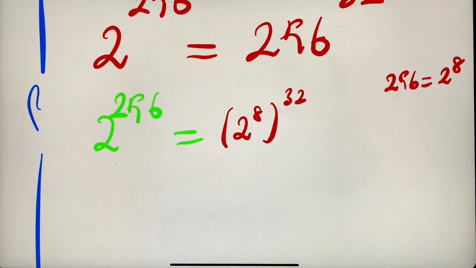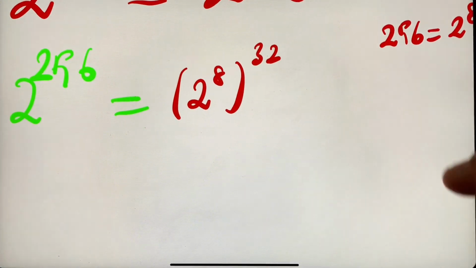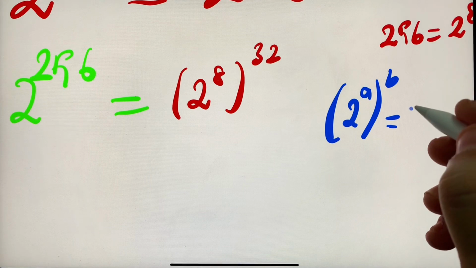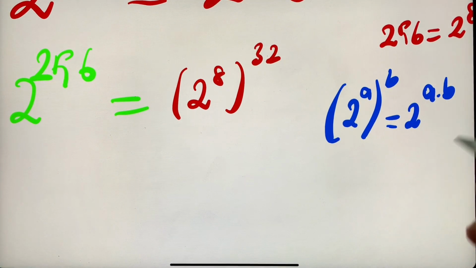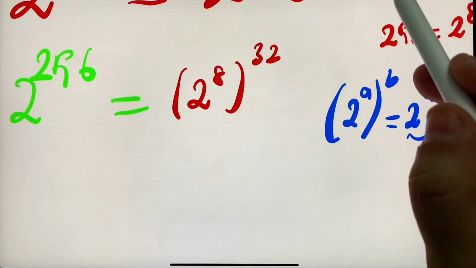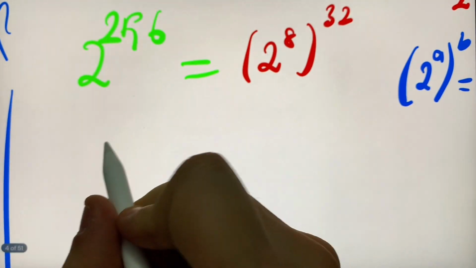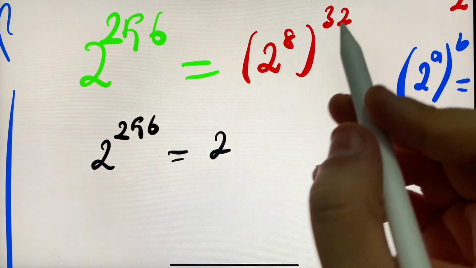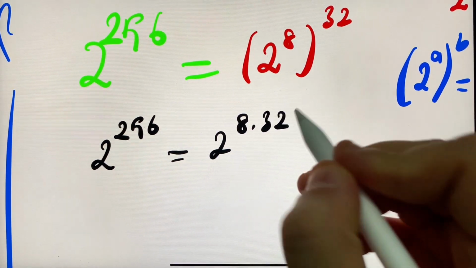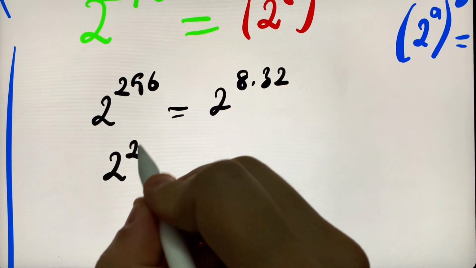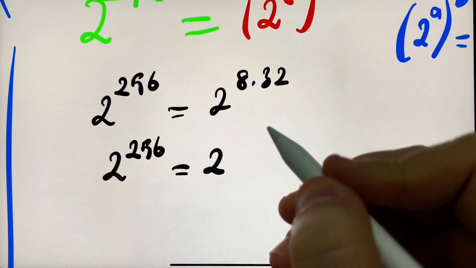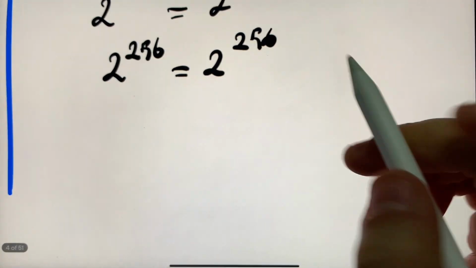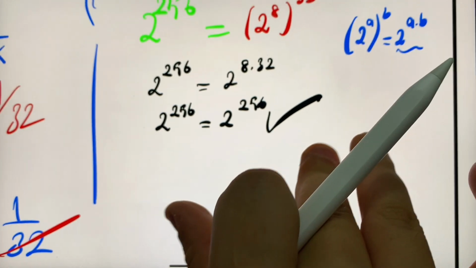Of course, there is another property here. We shouldn't forget it either. What was this property? 2 to the a, to the power b, is equal to 2 to the a times b. Then if I use it in this part, what will come? 2 to the 256 is equal to 2 to the 8 times 32. I continued: 2 to the 256 equals 2 to the top, 256 was provided. In this case, this is our answer, friends.